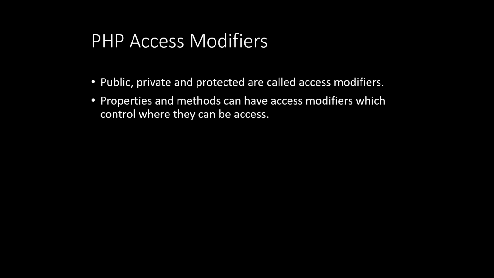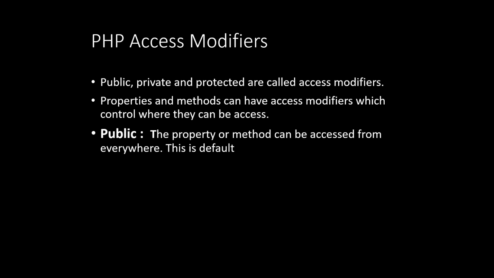The properties and methods can have access modifiers which control where they can be accessed. It means that the access modifiers define the scope of the properties and methods. If we define the property or method public, then it can be accessed from everywhere. This is the default. It means that if you do not define the property or method, but just write the function and then the function name or the property name, then by default its type is public.